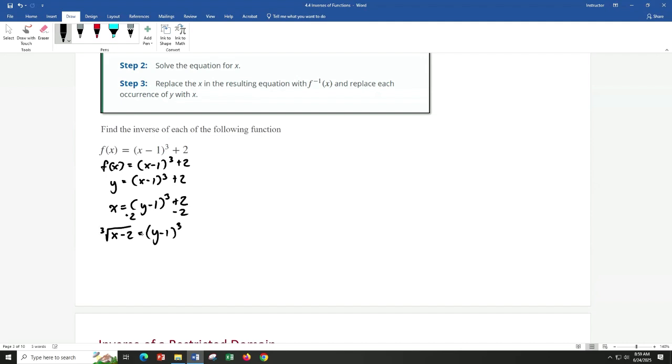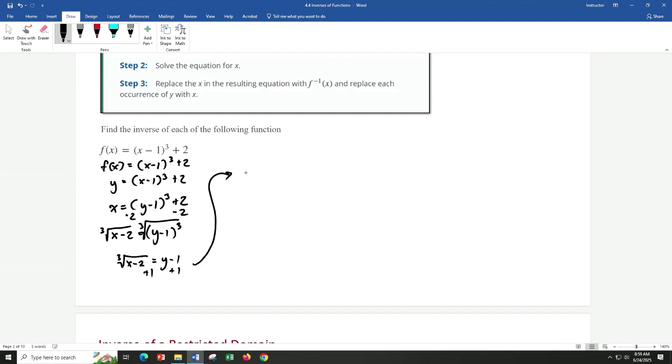Okay, well, let's do that. Let's take the cube root of both sides. Notice that's going to give me the cube root of (x minus 2) is equal to y minus 1. Then how about I just take this and add 1 to both sides?